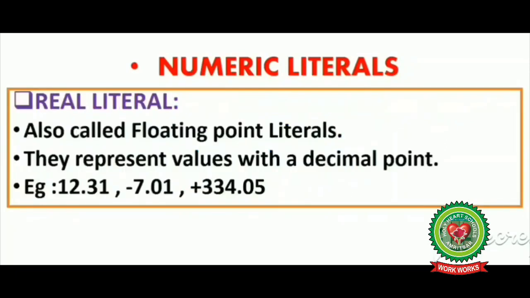Next students, we will discuss the next category of numeric literals, that is real literals, also called floating point literals. They represent values with a decimal point. For example, 12.31, minus 7.01, plus 334.05. This means that they can be positive or negative, and if there is no sign, they are positive by default, as we discussed in integer literals.